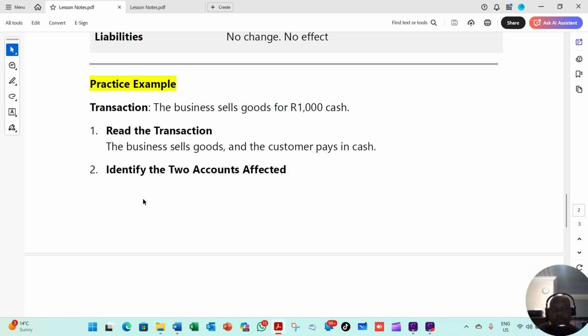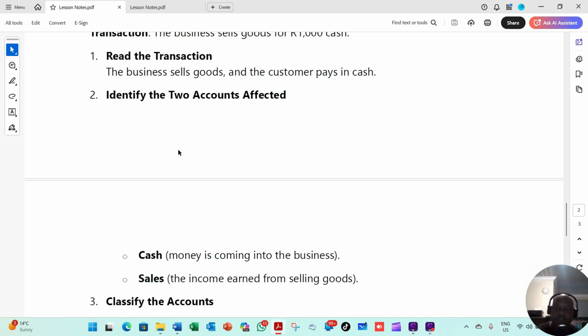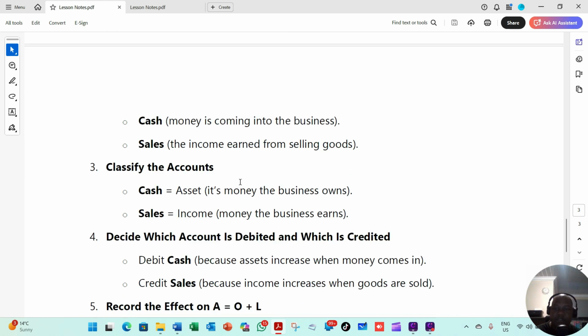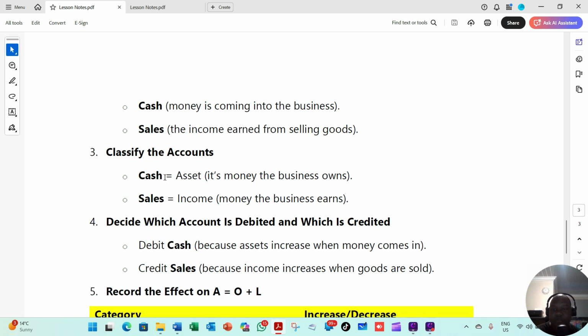And then here's an example for practice, which demonstrates the 5-step process. So here's the transaction. The business sells goods for 1,000 rand cash. The business sells goods and the customer pays in cash. So the 2 accounts affected are cash or bank and sales. And then you say, okay, cash. Remember that the other name for cash is bank, né?